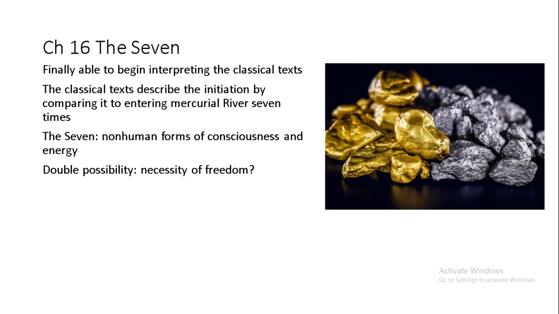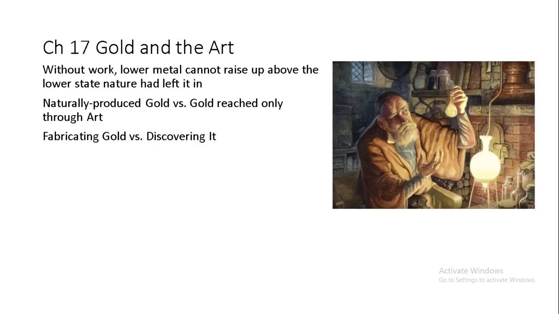Evola claims that the seven really stand for the non-human forms of consciousness and energy, which can be obtained in practice rather than merely contemplated theoretically. Likewise, the classical texts do indeed reference a double possibility of pursuing either necessity or freedom, an alternative which can, of course, only be resolved in practice. In chapter 17, Gold in the Art, Evola notes that we call it the royal art because it concerns the operations to be performed on lower materials, which could never rise up to that higher level if simply left to the imperfect state which nature had left them in.